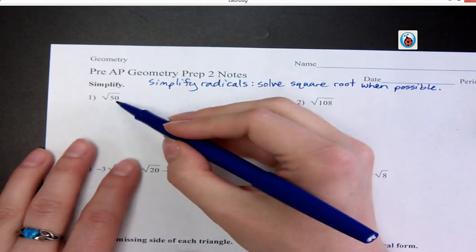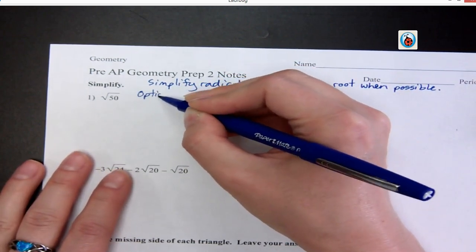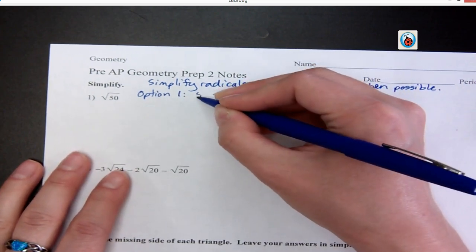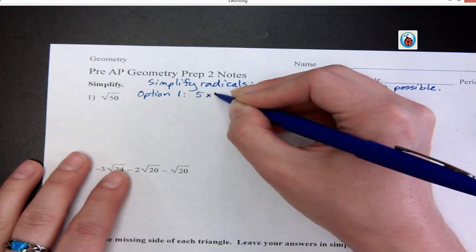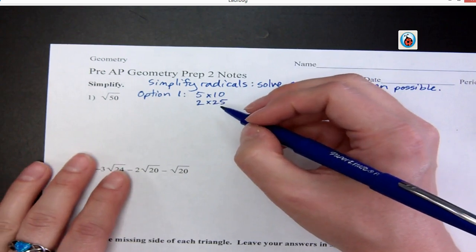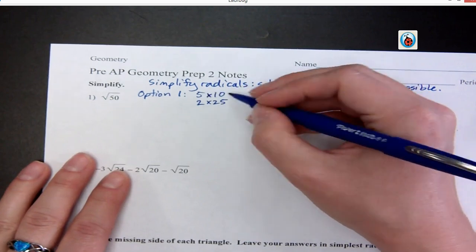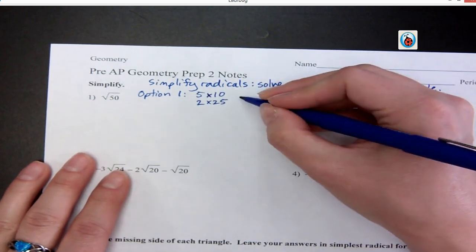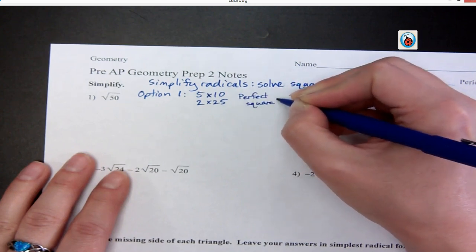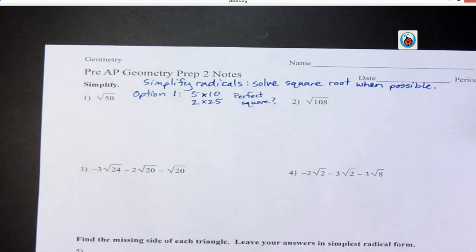One is that you can write out all the different ways to multiply to 50. So option 1, we can go ahead and write out, so 5 times 10, 2 times 25, and that's all I can think of right now, and I say okay. So we write out the factors, and then where is the perfect square? Okay, this works really well if you have your perfect squares memorized.